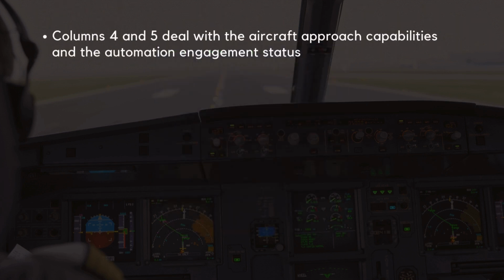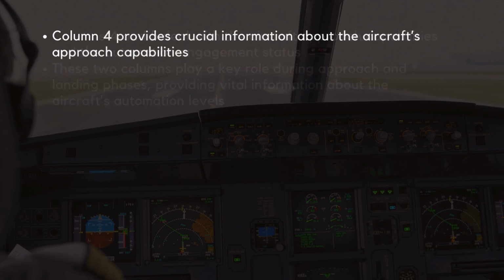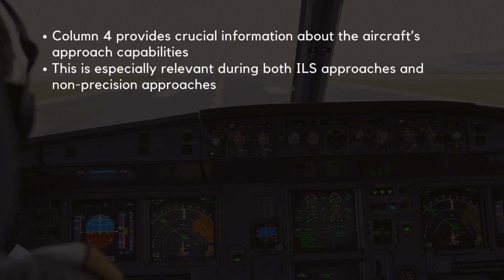Today, we're specifically focusing on columns 4 and 5, which deal with the aircraft approach capabilities and the automation engagement status. These two columns play a key role during approach and landing phases, providing vital information about the aircraft's automation levels. Column 4 provides crucial information about the aircraft's approach capabilities. This is especially relevant during both ILS approaches and non-precision approaches.